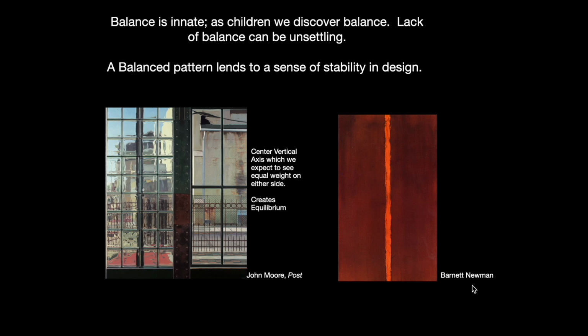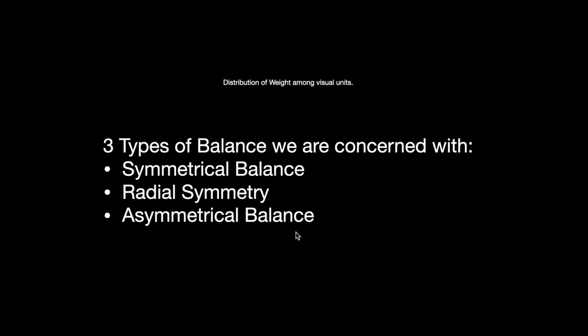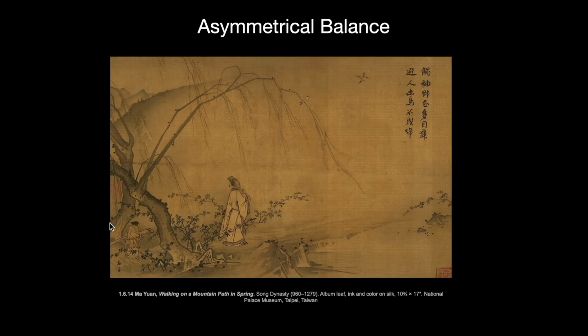Here's John Moore's Post and Barnett Newman's, one of his zip paintings. These are the three types of balance that we will talk about in this lecture: symmetrical balance, radial balance, and asymmetrical balance. So these are the ways that you can distribute weight among visual units. Let's first talk about asymmetrical balance.